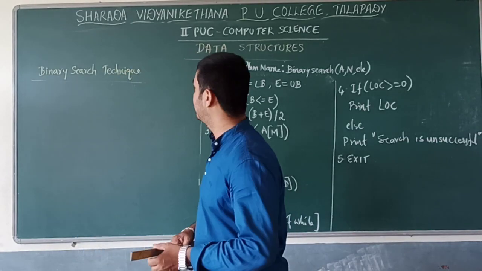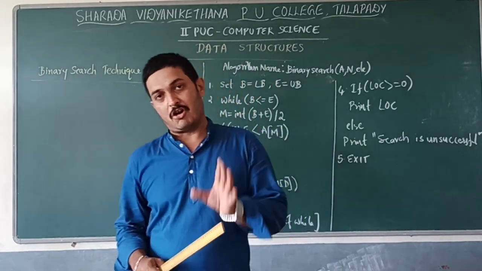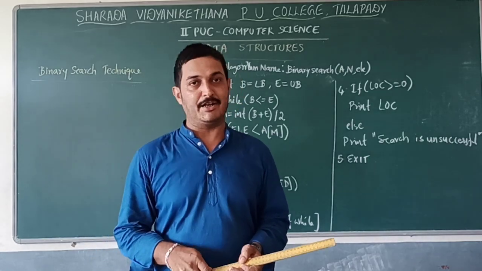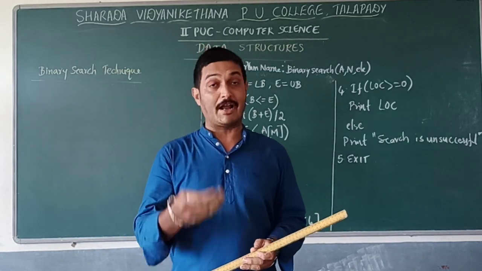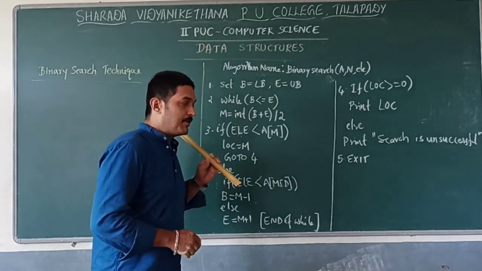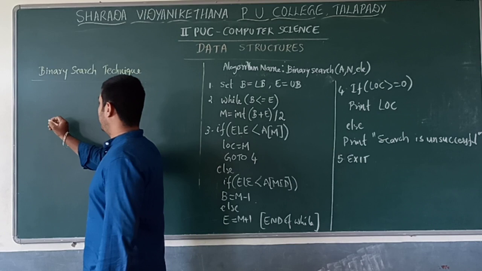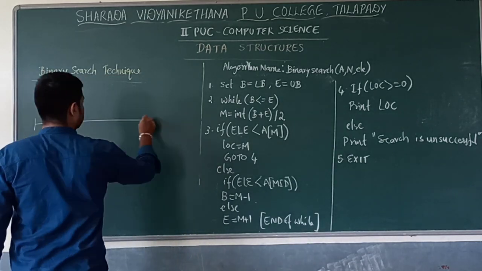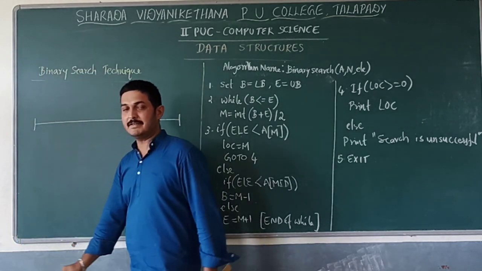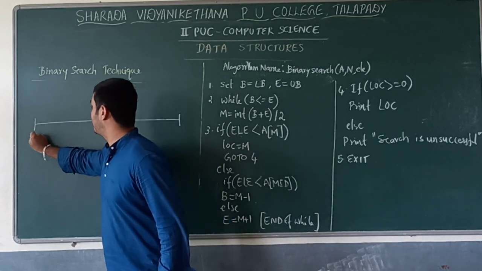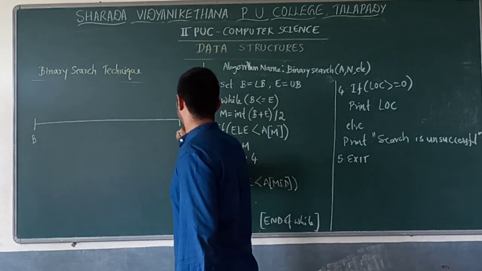For the binary search technique, the elements must be in sorted order. It may be ascending or descending order, for your convenience. According to our syllabus, we are using ascending order, and here we have a list of elements. We have to consider where it begins and here it ends.